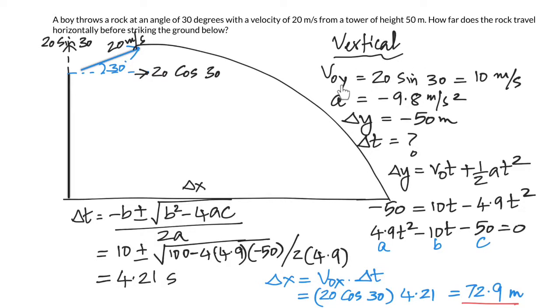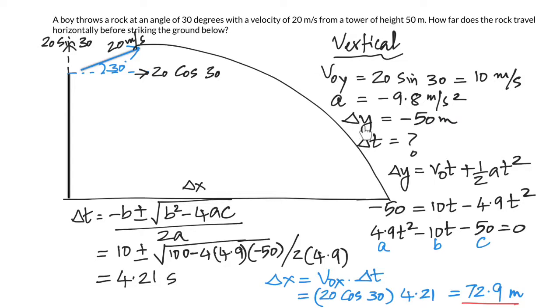So the vertical velocity is the initial velocity now, which is 20 sine 30, which is 10 meter per second when you plug in the value of sine 30. And then a is negative 9.8 meter per second squared. Delta y is negative 50 meter because it's going down. It's negative 50 meter. And you got to find the time.